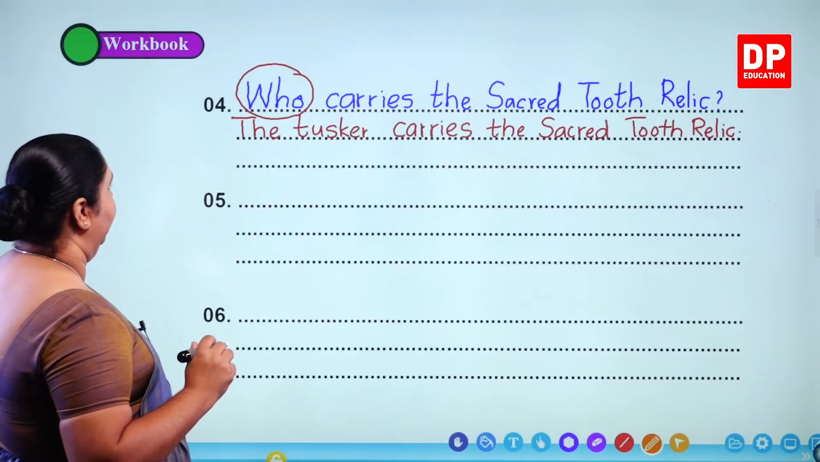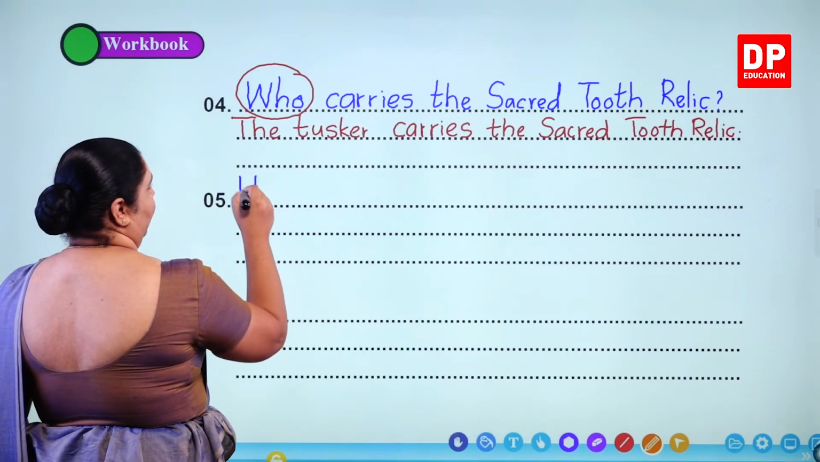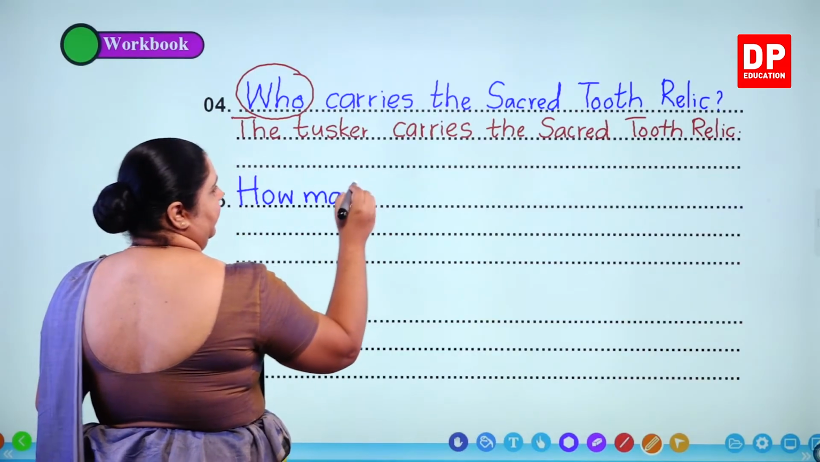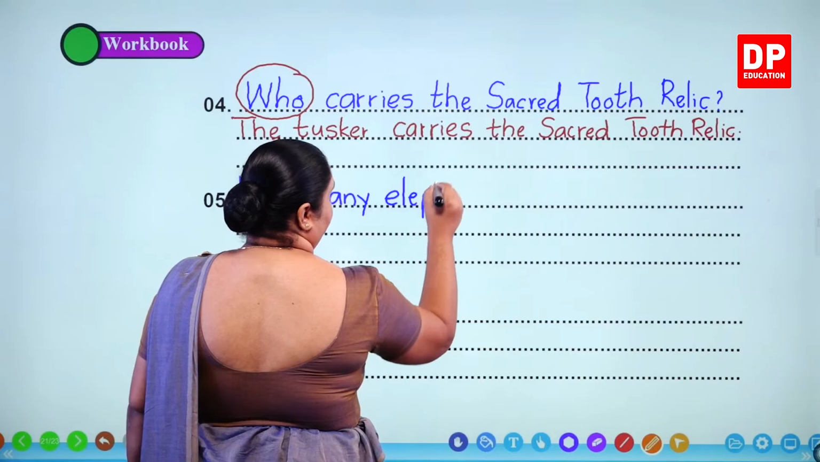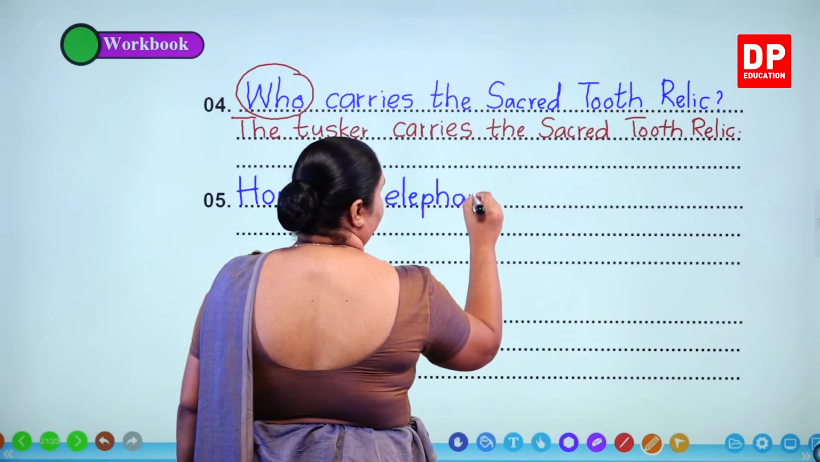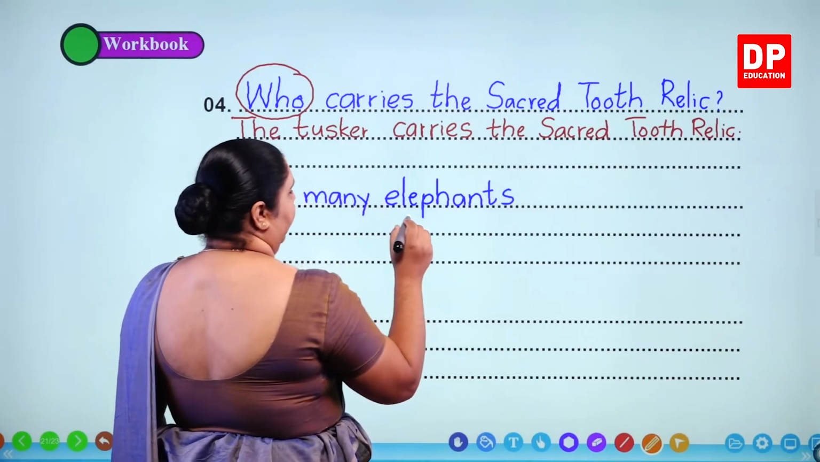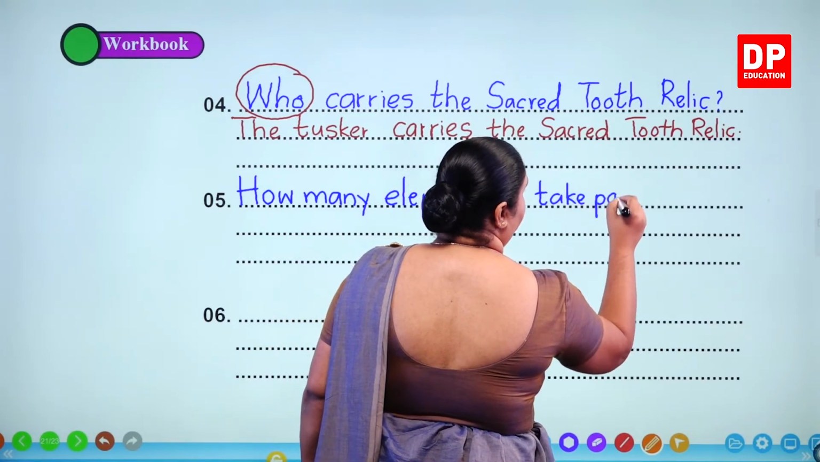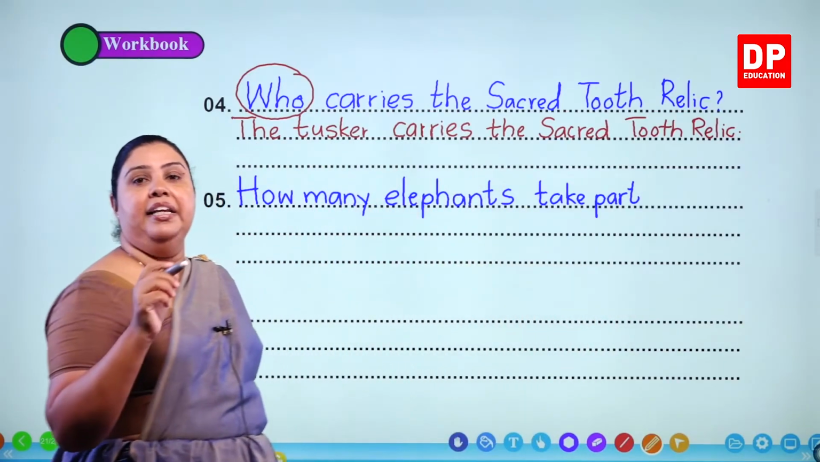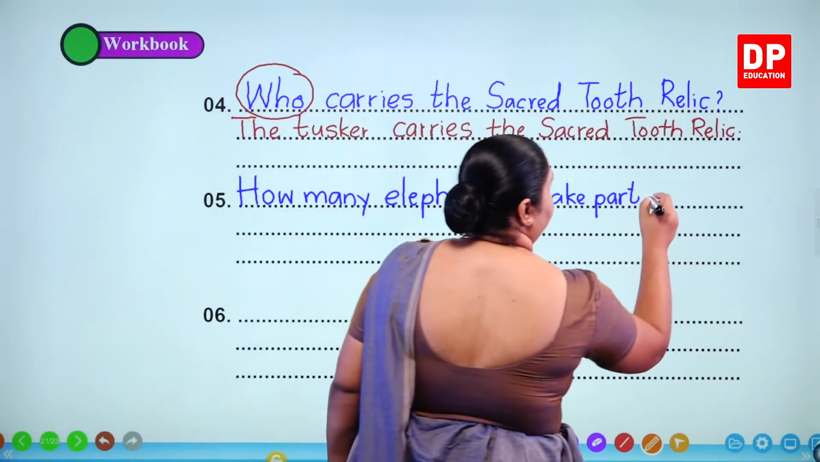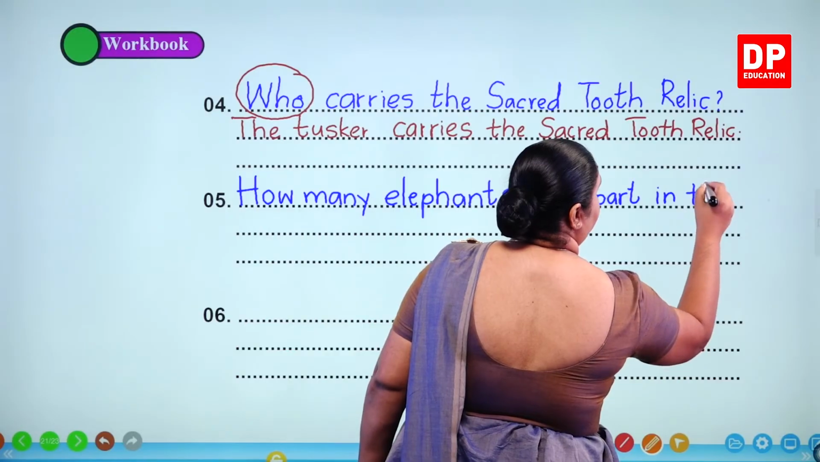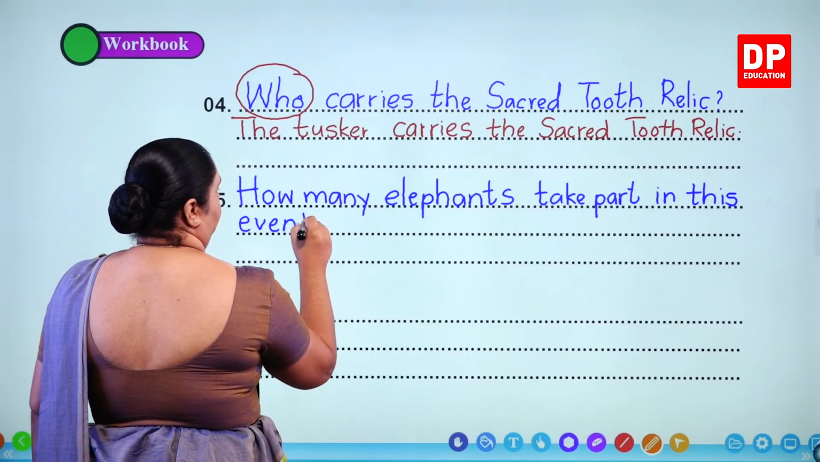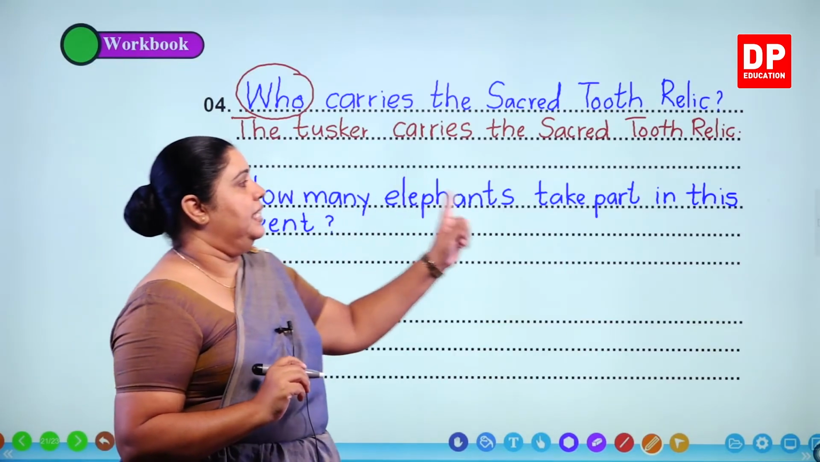So we are going to write the next question like this. How many? Can you see the question word? How many elephants? E-L-E-P-H-A-N-T-S. How many elephants take part? Take part means to participate. Take part. How many elephants take part in this event? In this event. How many elephants take part in this event?